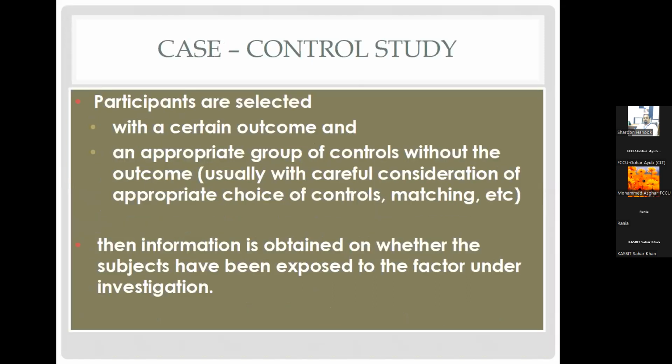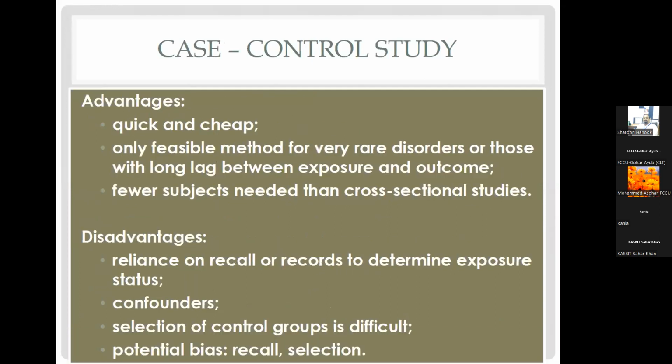In case control study, participants are selected with a certain outcome and an appropriate group of controls without the outcome. The ones without the outcome are called controls, and the ones that have the outcome are called cases. So they're quick and cheap, they're feasible for very rare disorders, and there are fewer subjects needed than cross-sectional studies, but certainly larger subjects needed as compared to cohort studies.